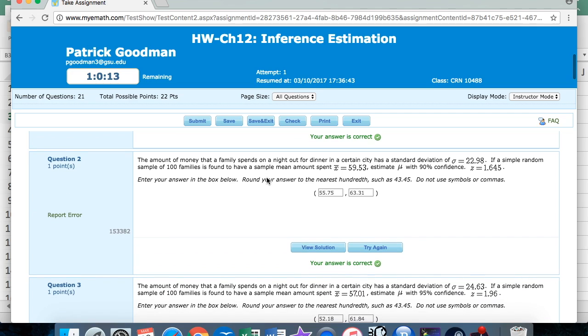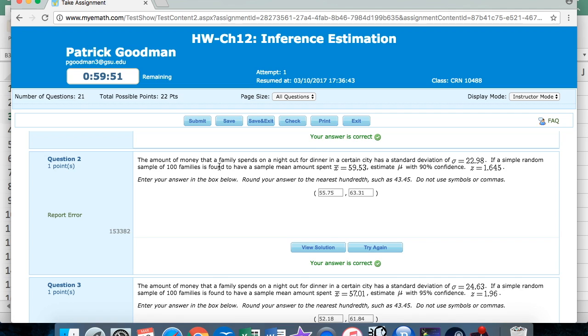Alright, so now let's get a little more interesting. Looking at question 2, the amount of money a family spends on a night out for dinner in a certain city has a standard deviation. Now look at this symbol. You have to know these symbols. What is this symbol? This is sigma. This means it's the population standard deviation.